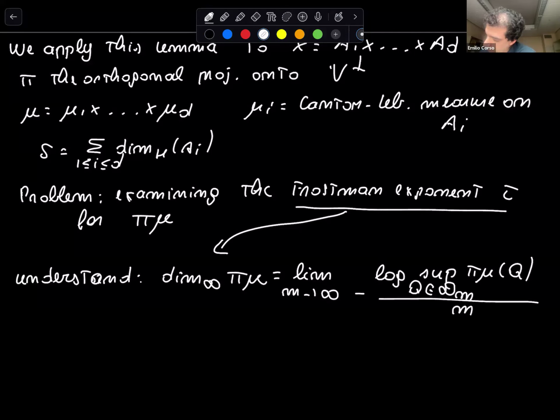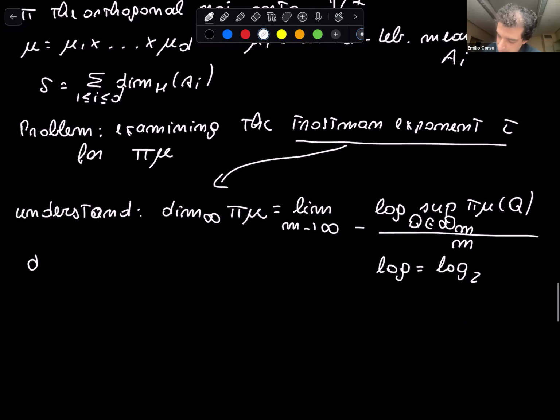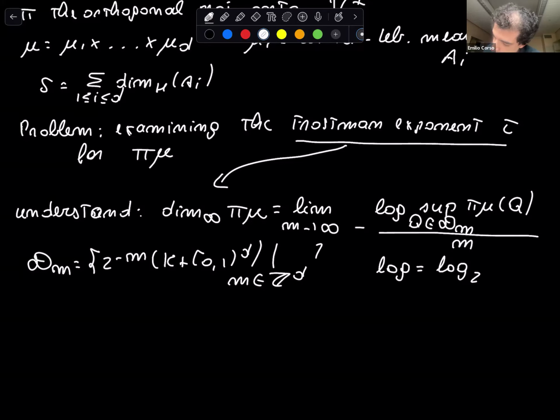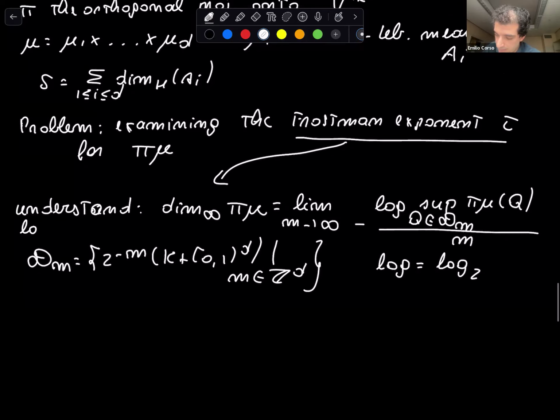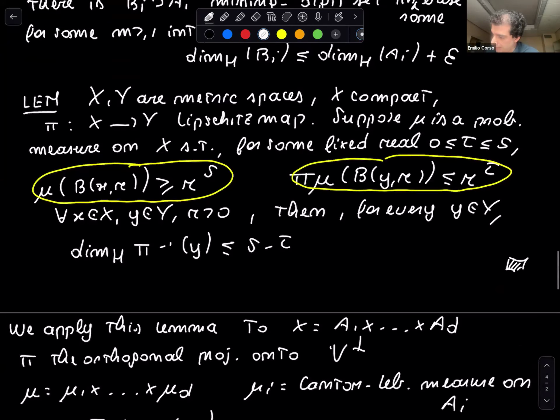For simplicity, since I look at dyadic partitions, it's log in base 2. And D_m is the standard dyadic partition, the set of all cubes of the form 2 to the minus m (k plus [0,1]^d), where k is in Z^d. Standard partition with cubes of side length 2 to the minus m. So once we have a lower bound for this L infinity dimension, we have an upper bound for the Frostman exponent, which is what we want here.